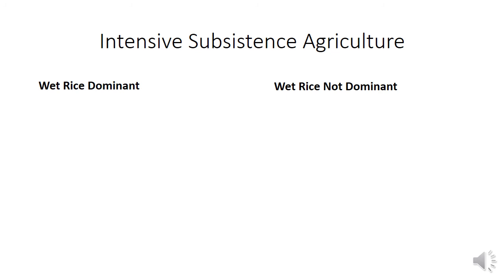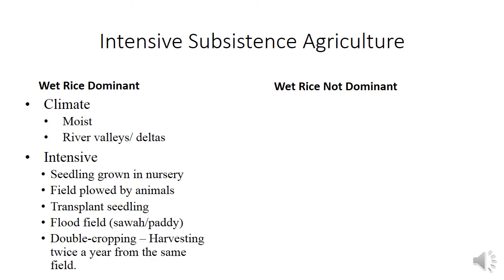Okay, and let's talk about why a farmer would be growing one or the other. The primary determinant is going to be climate, really. Areas that are moist enough, typically river valleys and deltas that also have high densities of people, are going to be where you see people growing rice.